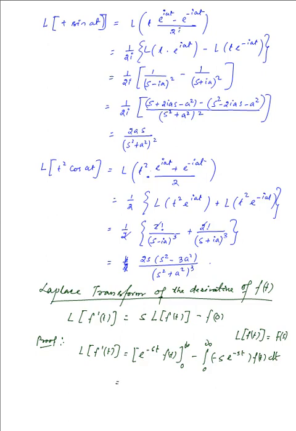So this leaves us with a minus of f of 0, because the exponential term with the infinity, the negative power, is going to go to 0. So we'll be left with only the 0 term. So e raised to the power 0 in that case is 1, and f of 0 is what we get.